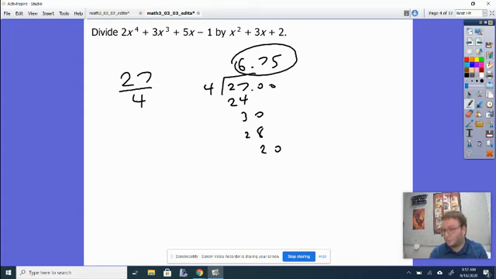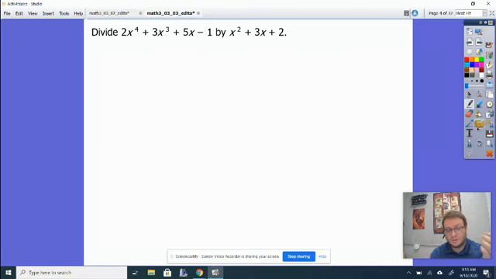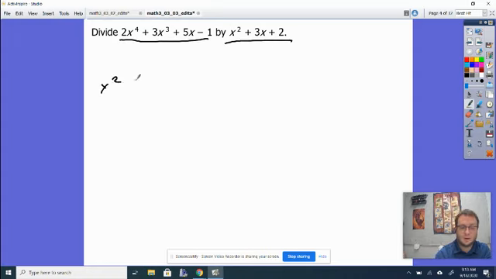That's exactly what we're going to do here, but instead of having just a number and a number, we're going to have polynomials. We're going to do the exact same process: pull down, subtract, pull down, subtract, pull down, subtract. So we're dividing this by this. This is what's going to go outside, the x squared plus 3x plus 2, and inside, 2x to the fourth plus 3x cubed.